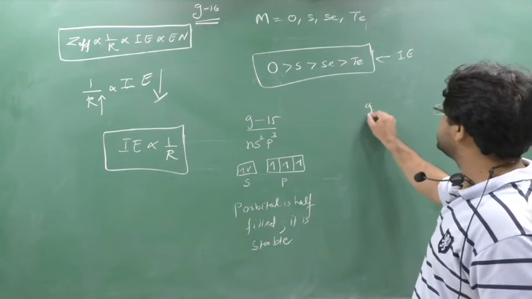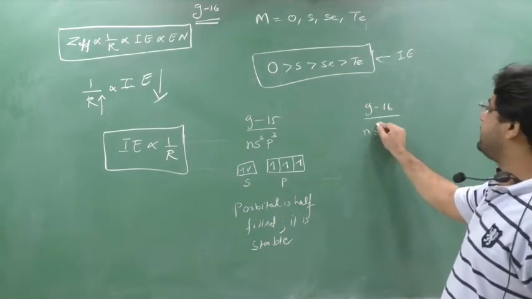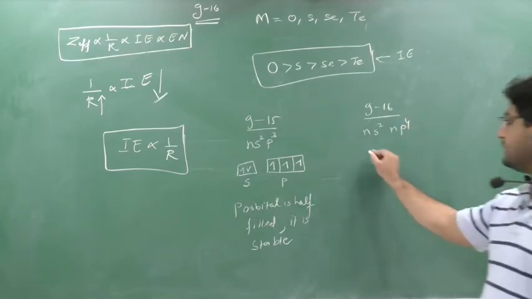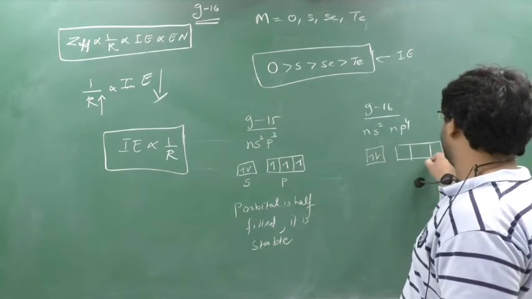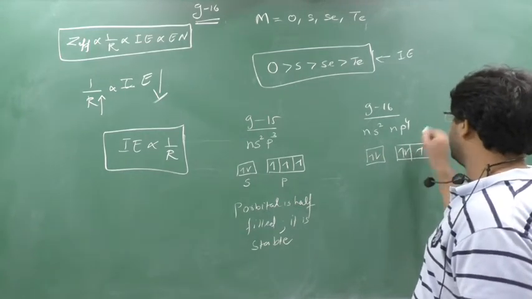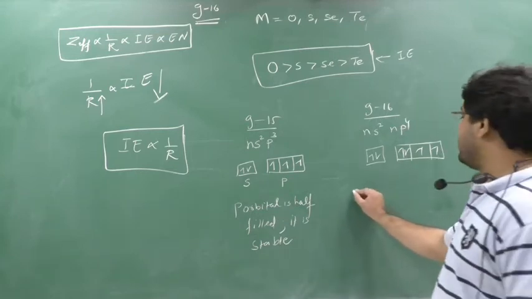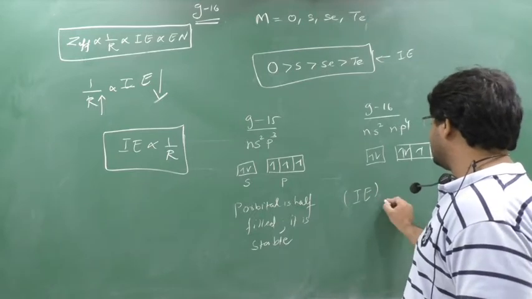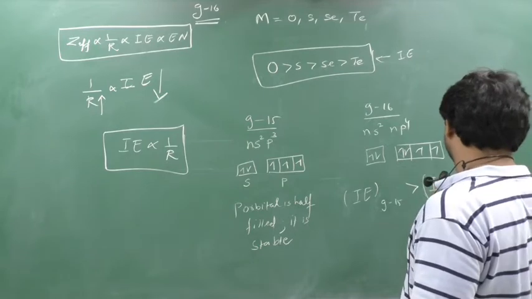Now if you see group number 16, its general atomic configuration is ns2 np4. The s orbital has 2 electrons and the p orbital has 4 electrons: 1, 2, 3 and 4 here. So this is not extra stable. So what can I say? The ionization enthalpy of group number 15 will be more than the ionization enthalpy of group number 16. Why?